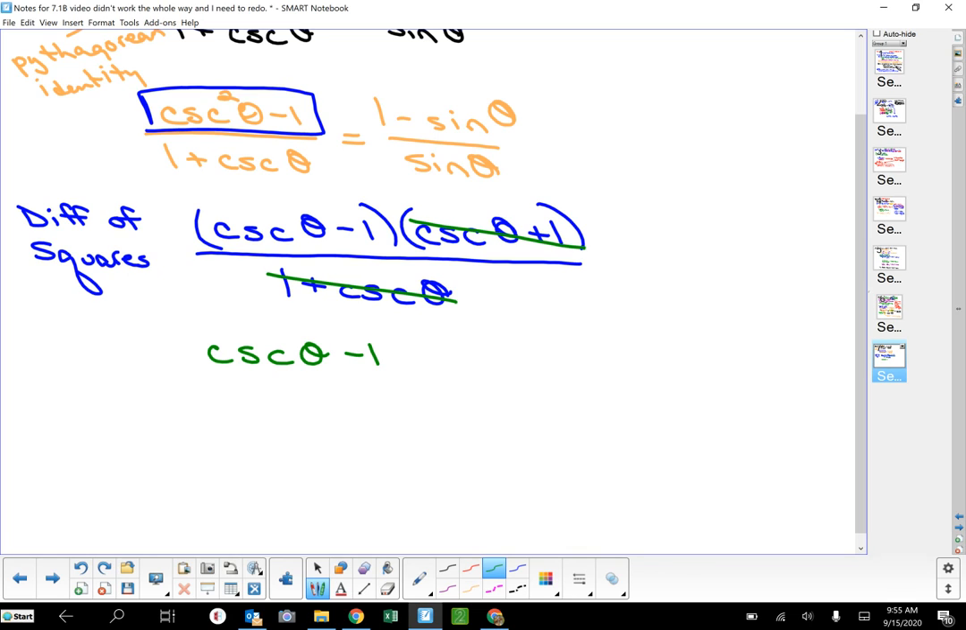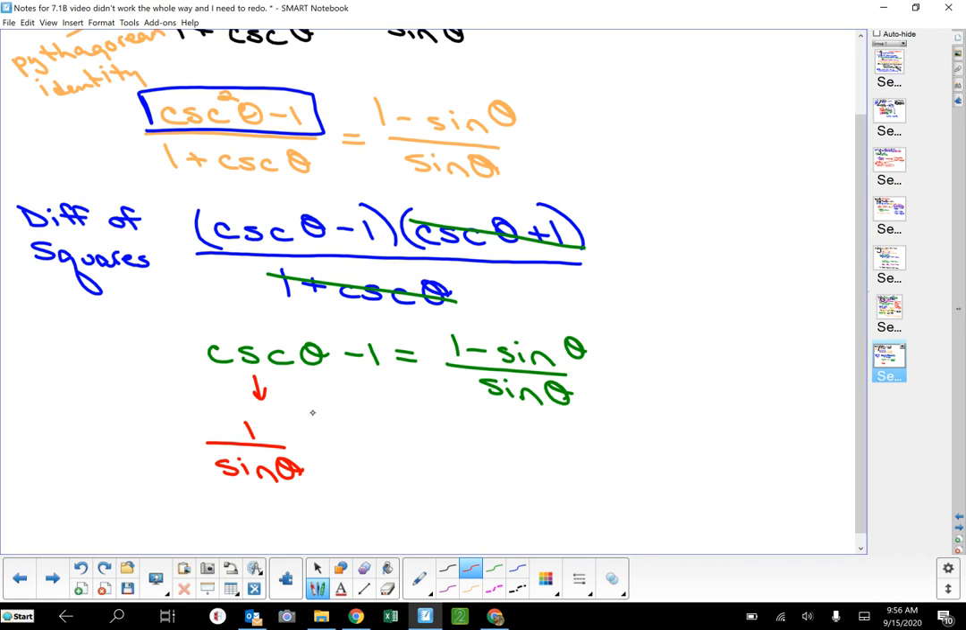And let's see, what do we want to do with this guy? We need this to look like this: 1 minus sine over sine. And we don't have any sines. We only have cosecants. So the best thing for us to do right now is to turn this guy into 1 over sine.